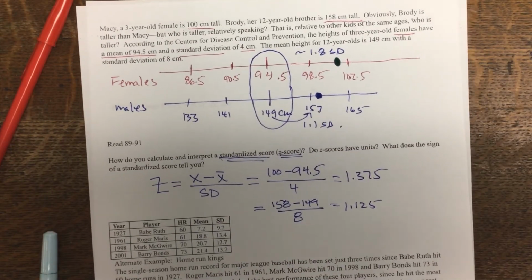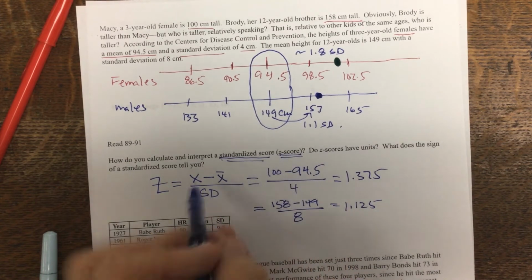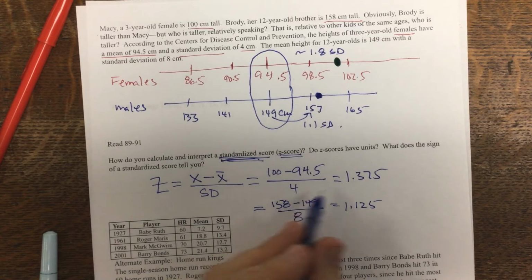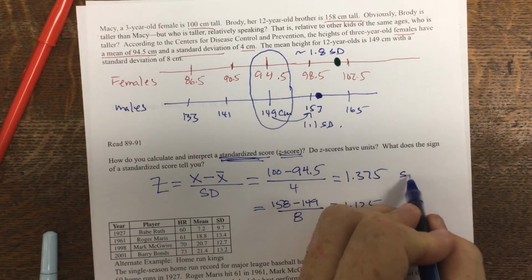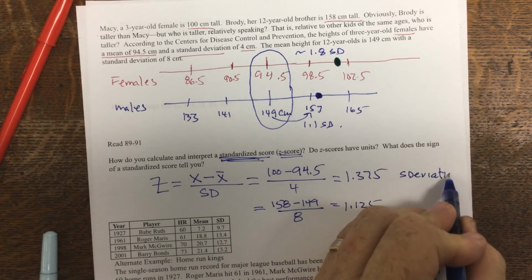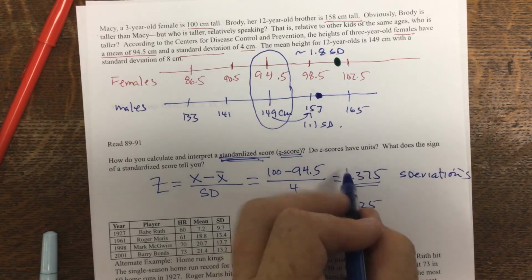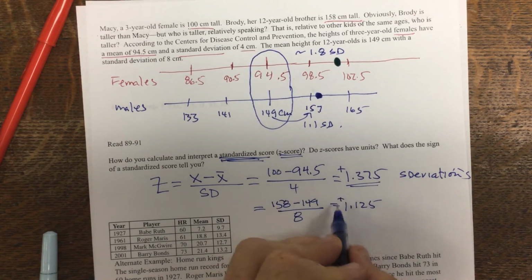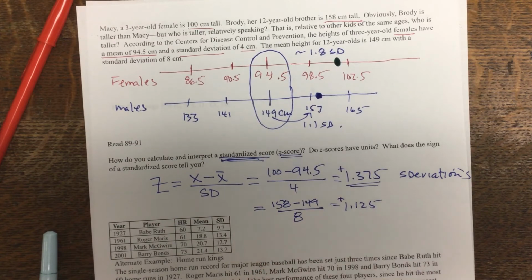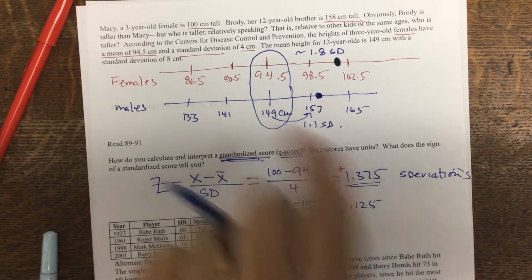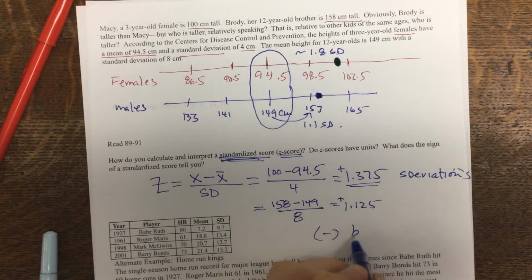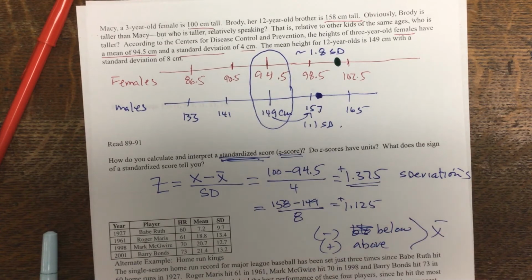Okay, there are no units. And that's why it's called the standardized score. It gets rid of units. So this is really standard deviations is what this represents. So she is 1.3 standard deviations above because it's positive, and he is 1.125 standard deviations above. If it was negative, that means it would be below. So negative means below, and positive means above the mean. Okay? So that's what your signs tell you.